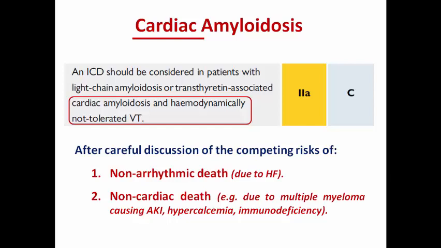That's why the decision for ICD implantation in patients with cardiac amyloidosis should be considered by a multidisciplinary team assessing the overall condition and the risk of mortality in those patients. Let's move now to the neuromuscular disorders.